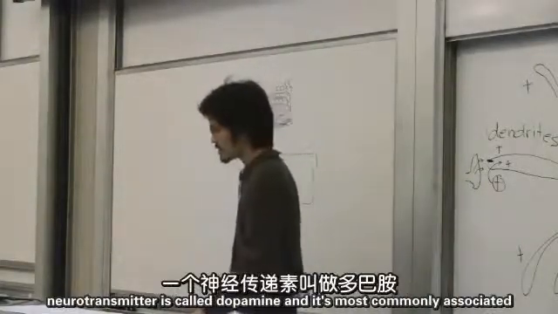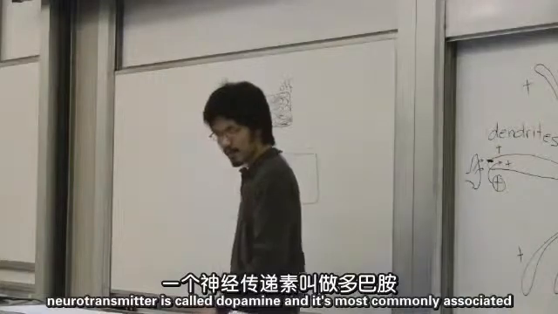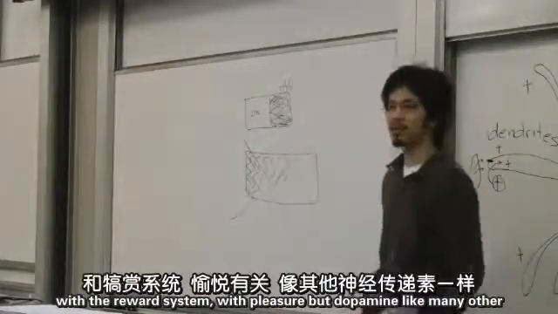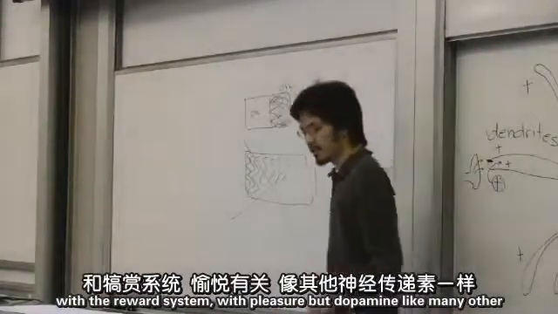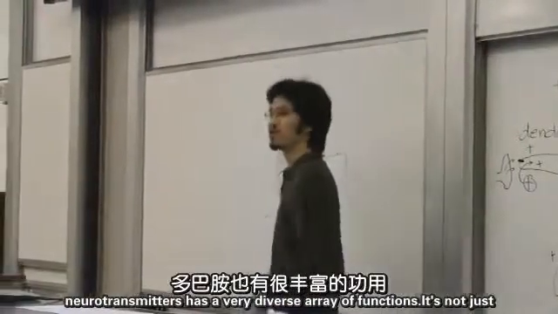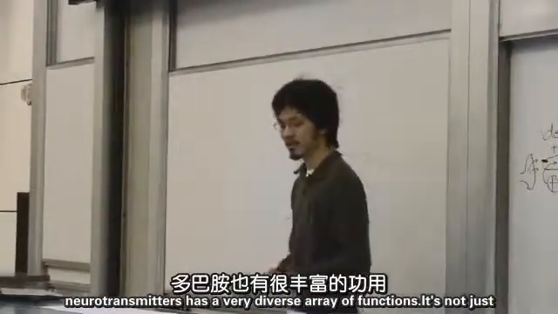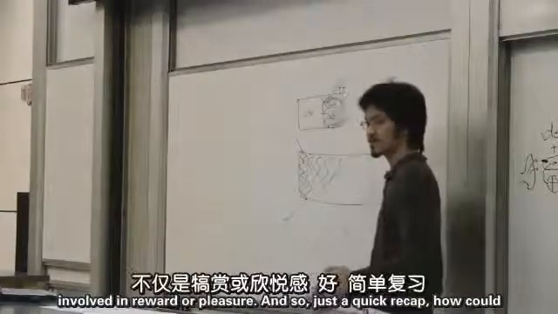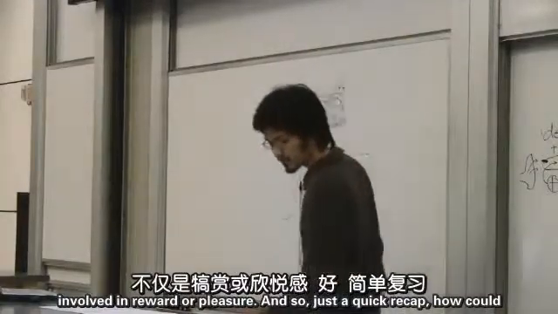So one type of neurotransmitter is called dopamine. And it's most commonly associated with the reward system, with pleasure. But dopamine, like many other neurotransmitters, has a very diverse array of functions. It's not just involved in reward or pleasure.